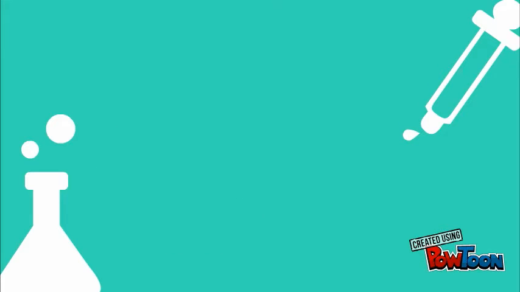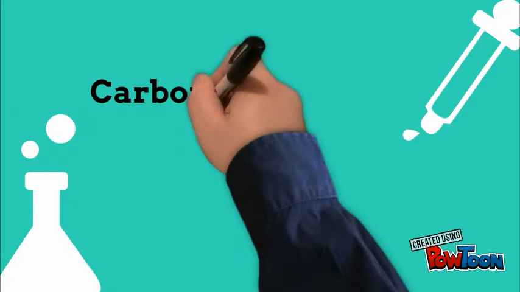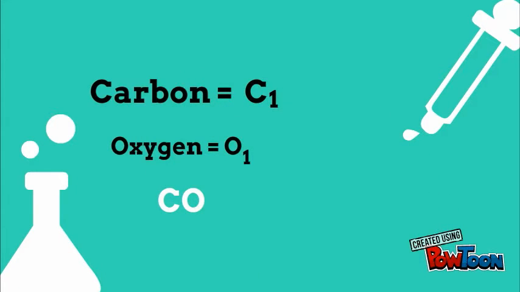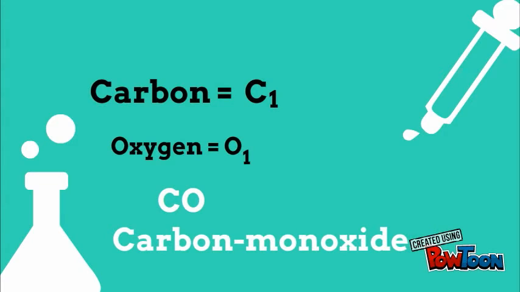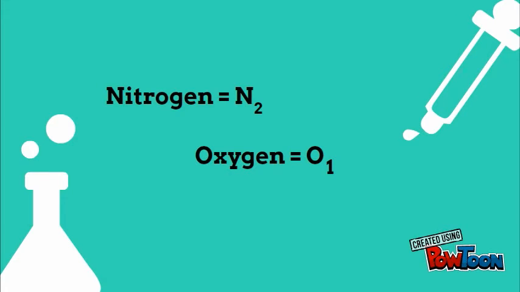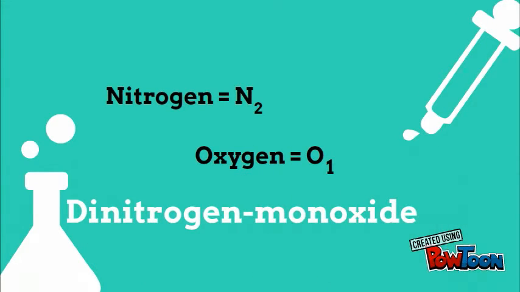For example, we have carbon with oxygen that has a single atom. It will be read as carbon monoxide, since oxygen has only 1 atom. If the first element has only 1 atom, you may not write the prefix, otherwise you should. If you have 2 atoms of nitrogen and 1 of oxygen, it will be dinitrogen monoxide.